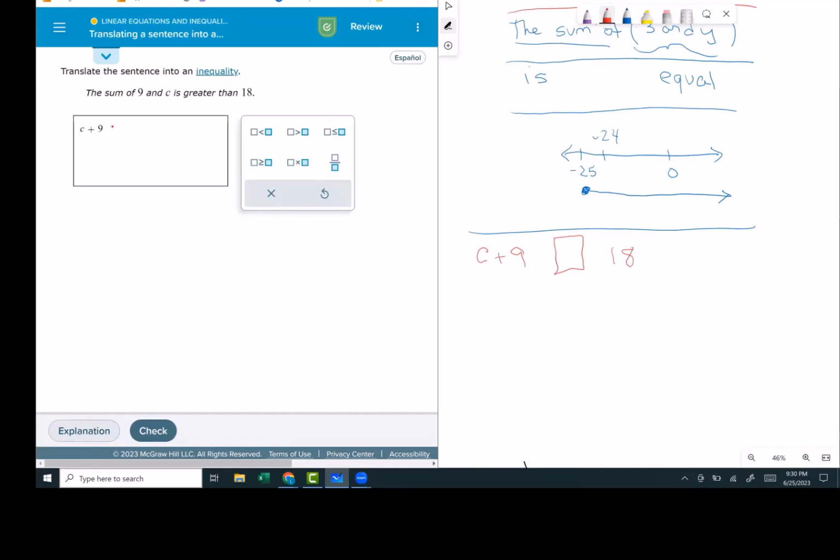Would it be the fourth one, like this one right here? If this is the one you're talking about, greater than or equal, you're close. But because it doesn't equal, right? So then it'd be the top one. Yeah. Can you see that the bigger side goes to the bigger side? Yeah. We want c plus 9 to be bigger than 18.